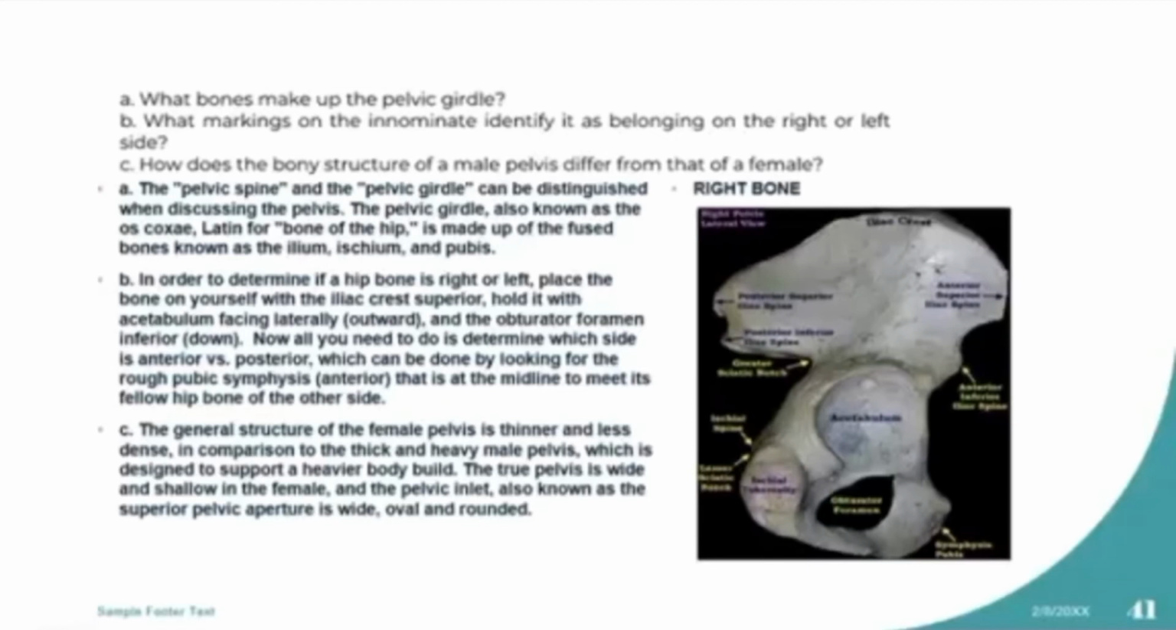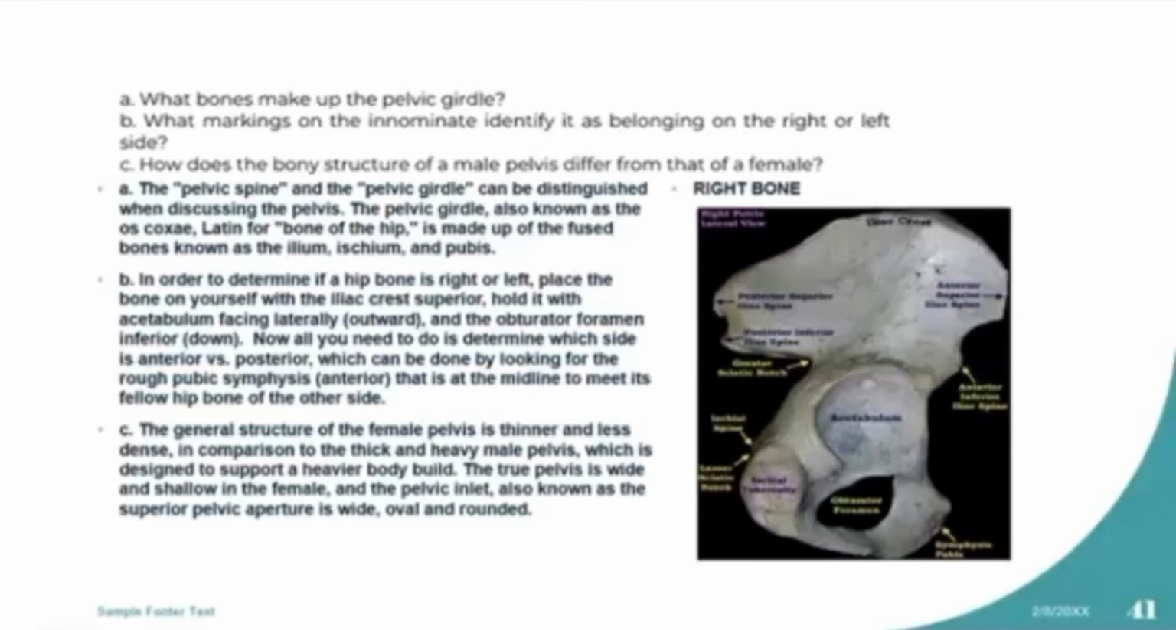B. What markings on the innominate identify it as belonging on the right or left side? In order to determine if a hip bone is right or left, place the bone on yourself with the iliac crest superior, hold it with the acetabulum facing laterally outward, and the obturator foramen inferior, down. Now, all you need to do is to determine which side is anterior versus posterior, which can be done by looking for the rough pubic symphysis at the anterior, that is at the midline to meet its fellow hip bone at the other side.